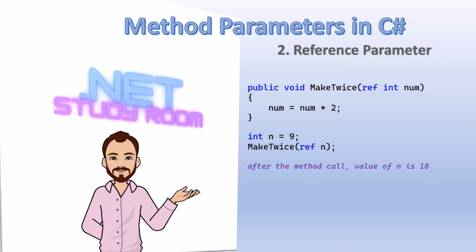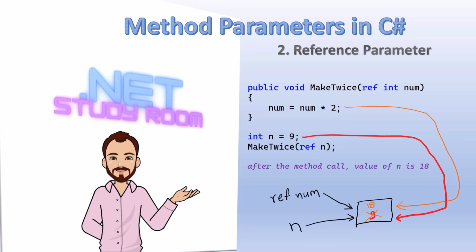Let's define an int type variable n, and assign it a value, 9. Now, we can call method make twice, and pass variable n, with the ref keyword, to this method. When we access the variable n after calling the method, the value of n will be 18. This means the reference type variable does not correspond to a local variable of the method. Instead, the passed argument is actually modified. This is because the variable n, and the parameter number of the method, both are pointing to the same data.